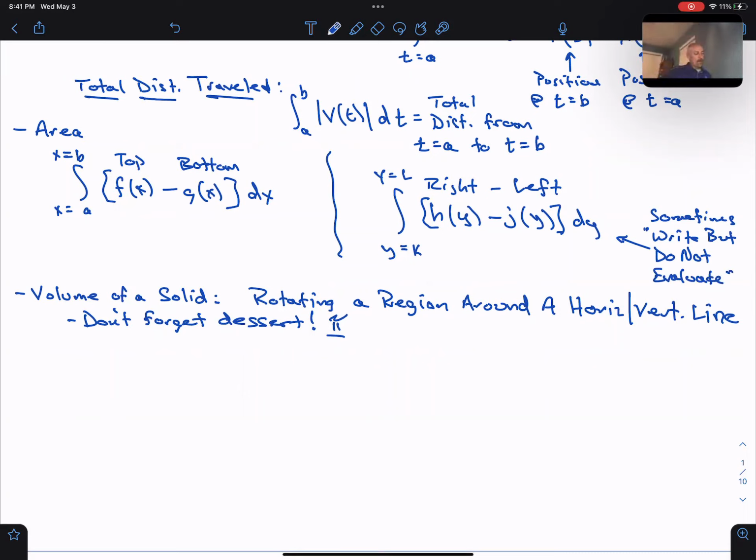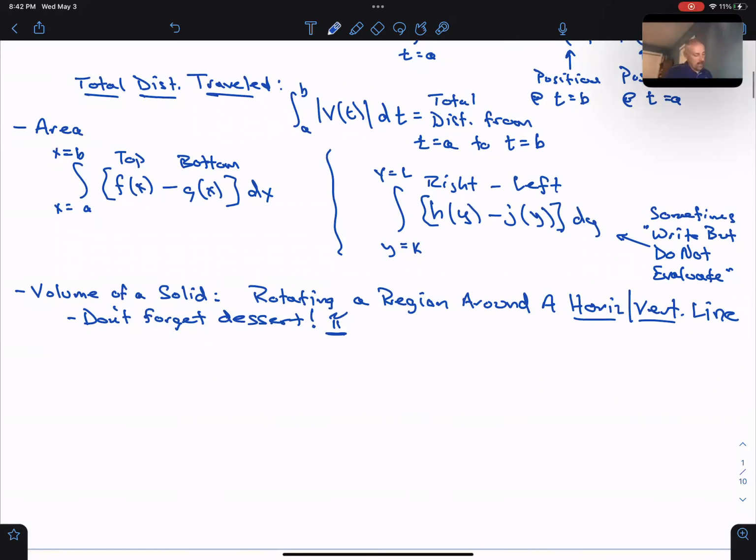Okay, now we move on, add a dimension, and now we start talking about volumes of solids. There's two ways that we need to be able to find the volume of a solid. First is by forming a solid by rotating a region around a horizontal or a vertical line. And we want to remember in these cases, don't forget dessert, don't forget pi.